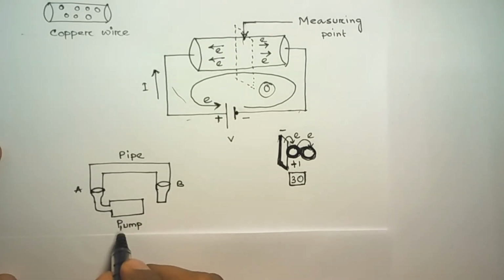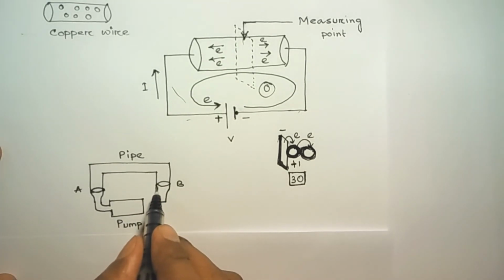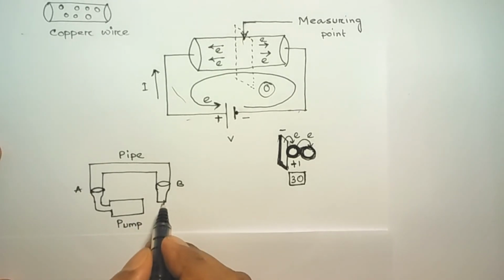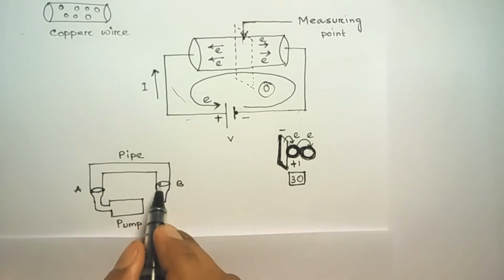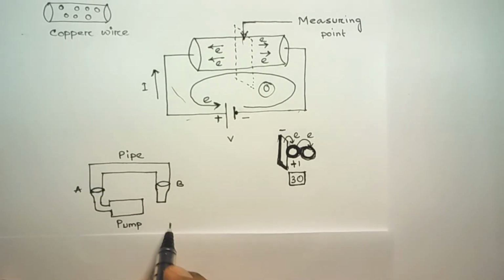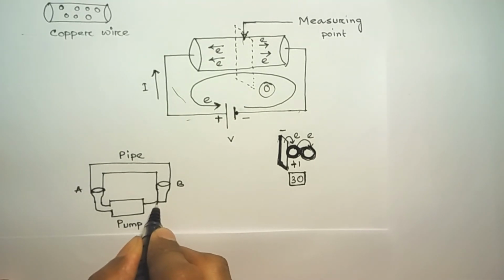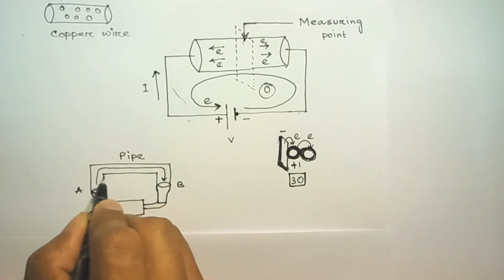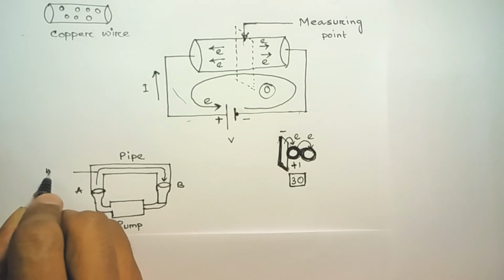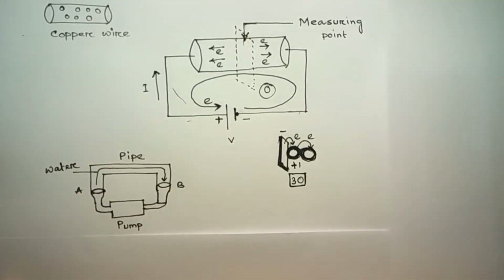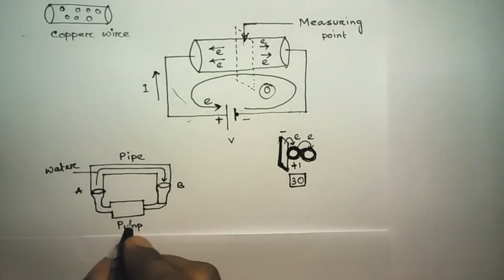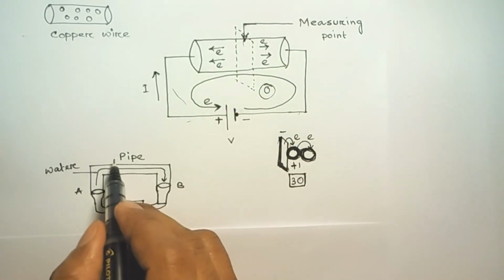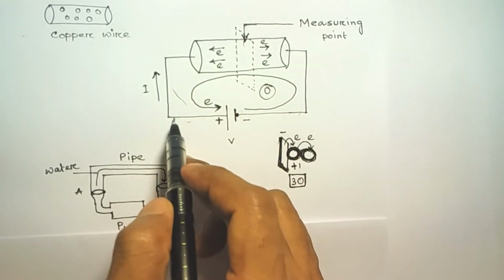Now we have connected a pump, but the B terminal is closed. It is not connected with this pump. So it is open circuited. No water flows through this path because it is open circuited. If we connect this B terminal with this pump, then water will flow through this path. This is water. That means the pump is analogous to the voltage, the water is analogous to the current, and this pipe is analogous to this copper wire.